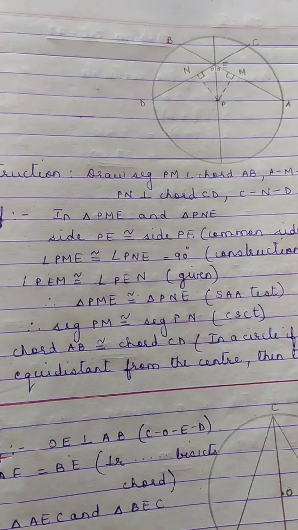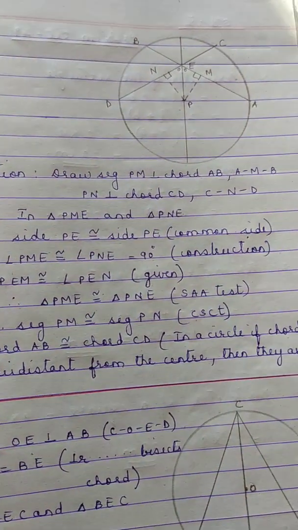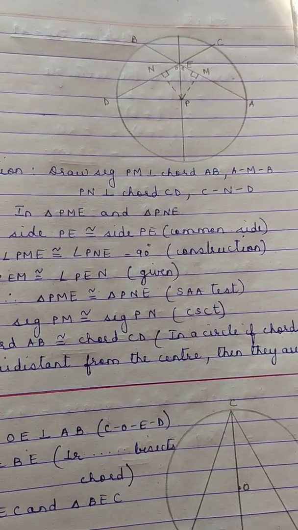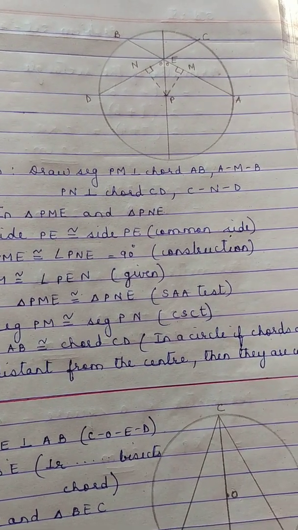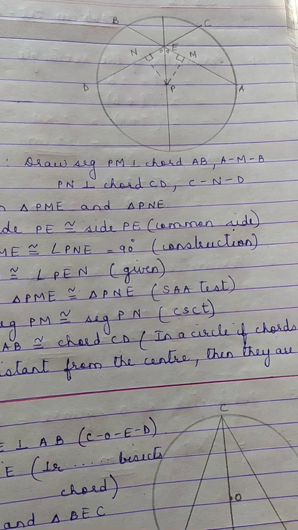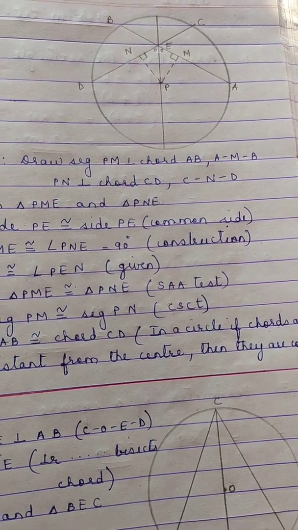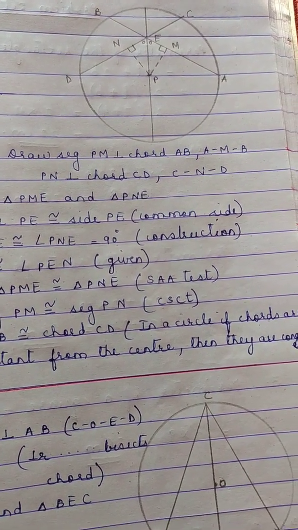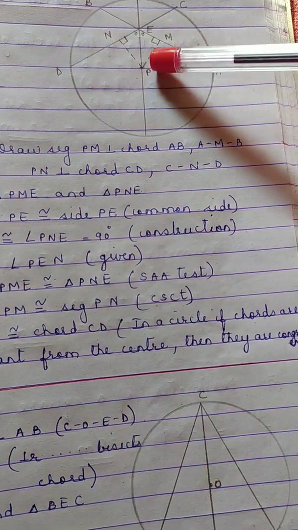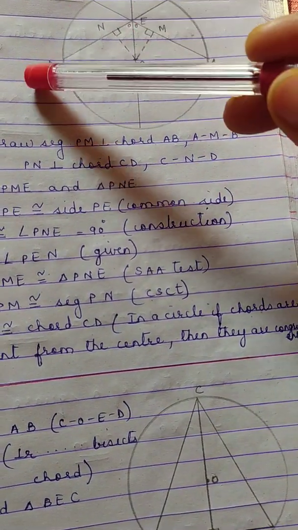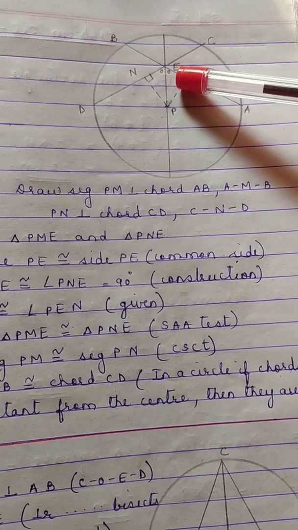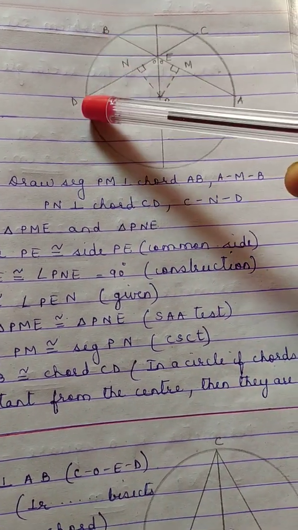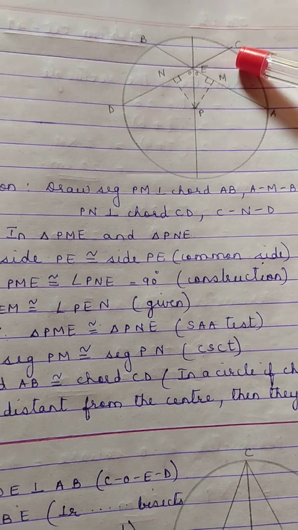Question number 5. This is the figure. In the figure, P is the center of the circle. Chord AB and chord CD intersect at the point E. If angle AEP is congruent to angle DEP, that means angles AEP and DEP are congruent to each other, prove that AB equals CD. The two chords are congruent. This is what you have to prove.